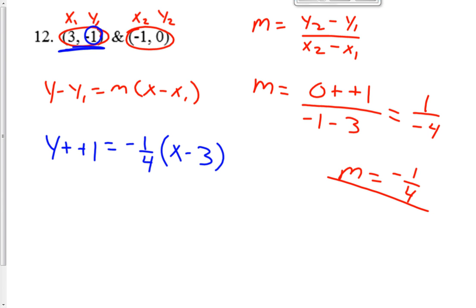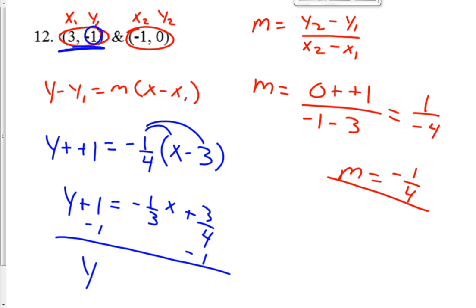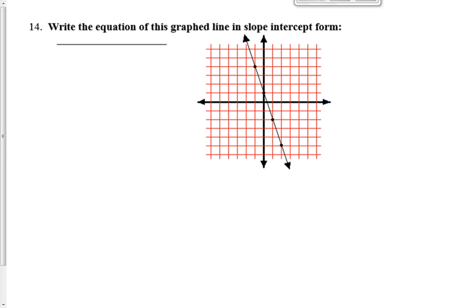So again, I'm now going to do the same thing as I did on the last problem. I'm going to distribute the slope. So I have y plus 1 equals a negative 1/4 x plus 3/4. Negative 1/4 times negative 3 is a positive 3/4. And then I'm going to subtract 1. So y equals a negative 1/4 x. 3/4 minus 1 is a negative 1/4. And there's my answer for question number 12.